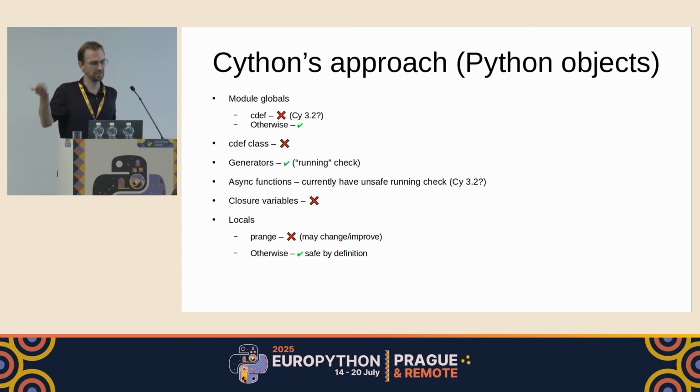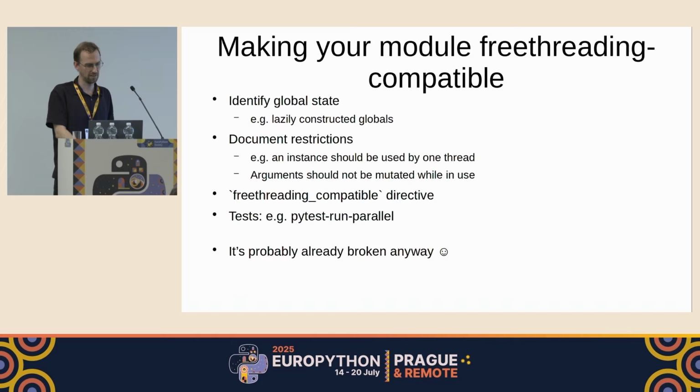Things like generators are safe because they've got a running check. Attributes of cdef classes aren't safe by default. Locals, if they're not in a prange function, are safe by definition, because no other thread can access them. So this is the current status. We may change or improve some of this, but this is a guide to what you need to guard. If you've got variables in the cdef class, you need to be adding guards.